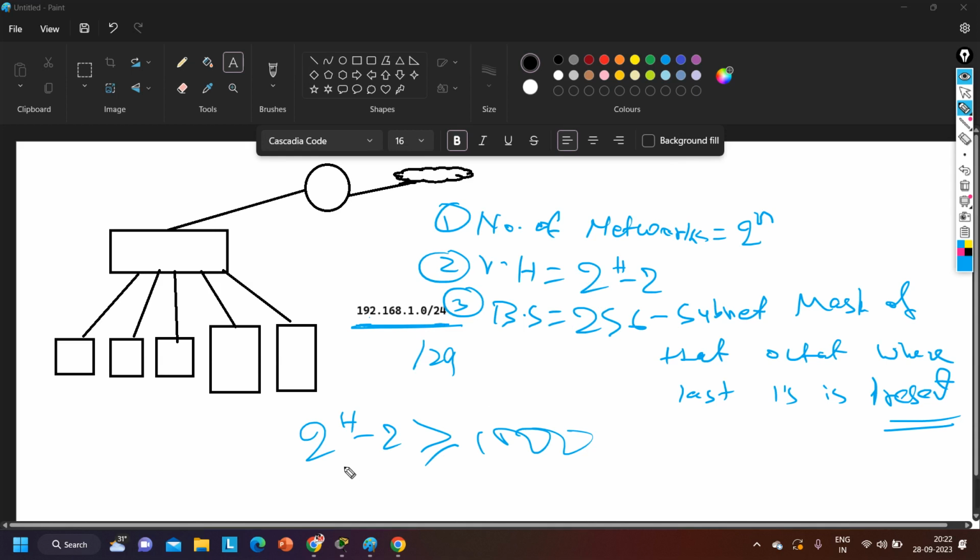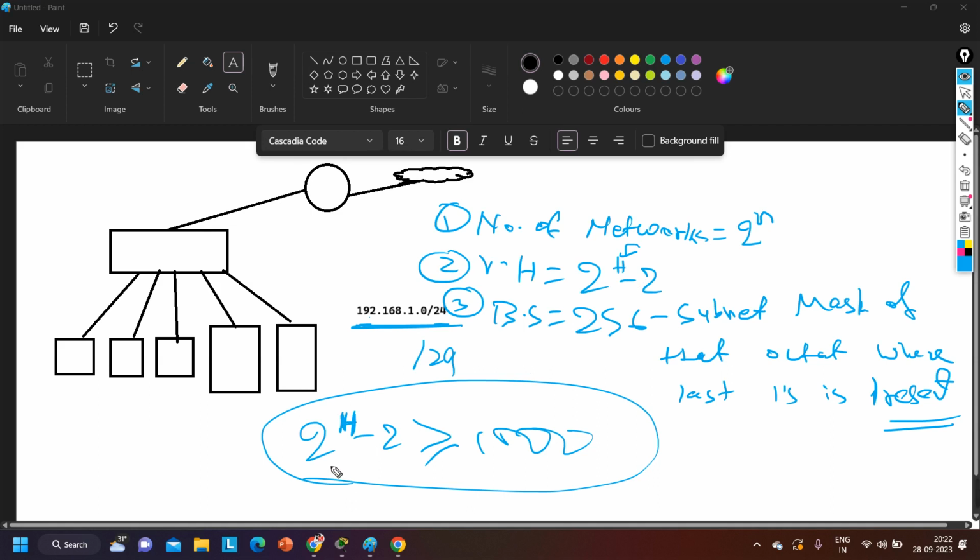Yes, exactly. Same formula. Okay, so now can I ask a question? Here, Praful, h means the number of hosts we have borrowed from the network, is it? No, this is host bits. You mentioned 2 to the power h minus 2 equals 1000, right? h is the host bits. Yes, this one is host bits.